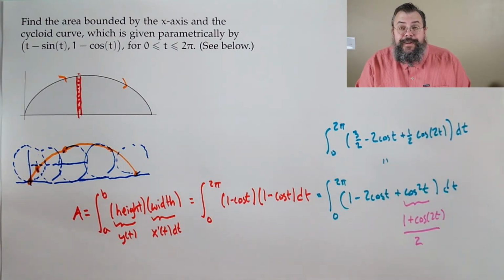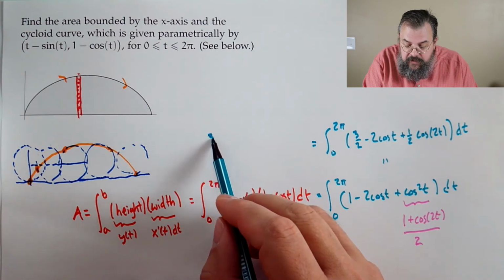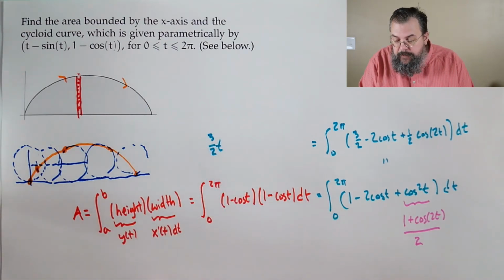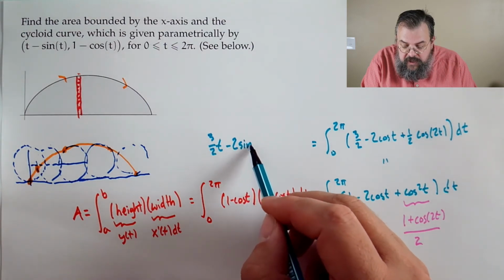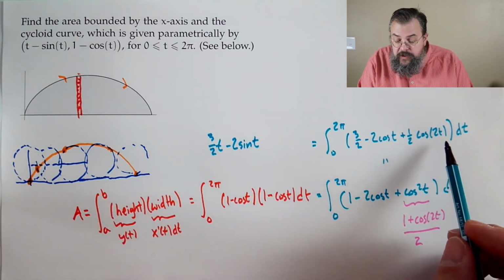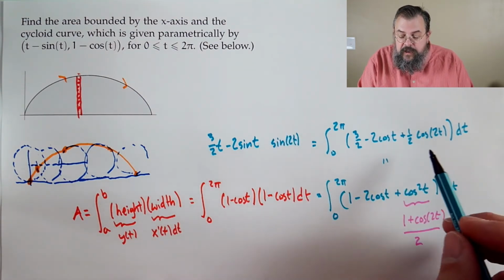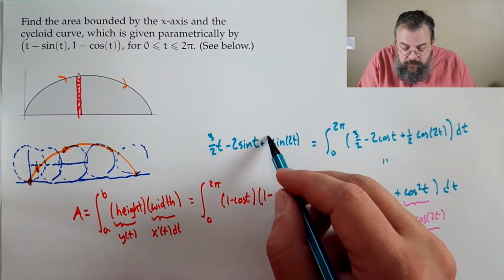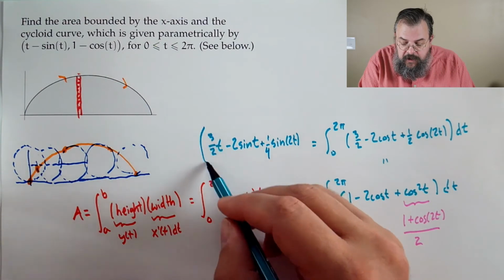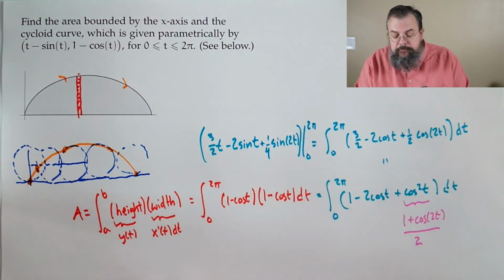Okay, well, we're most of the way there, actually. We now integrate. So integral of 3 halves, that's so straightforward, that's 3 halves t. Integral of cosine is sine, so we get minus 2 sine t. Integral of cosine 2t, well, it's a sine of 2t, but you need to divide by 2. There's already a divide by 2 there, which makes this a 1/4. And all of that needs to be evaluated from 0 to 2 pi.